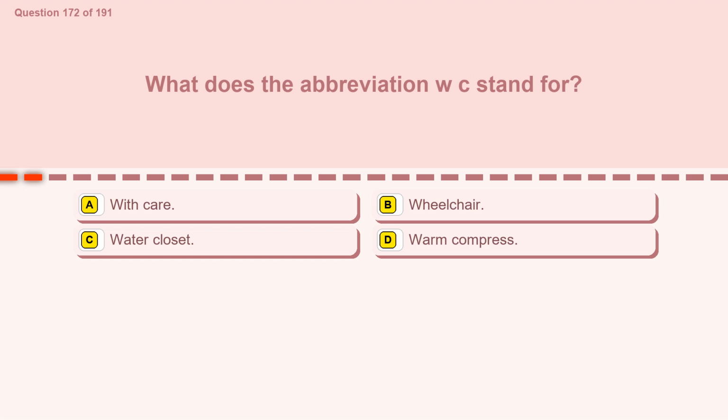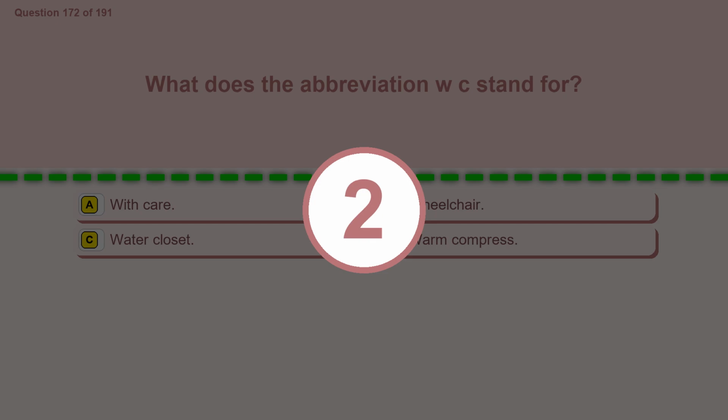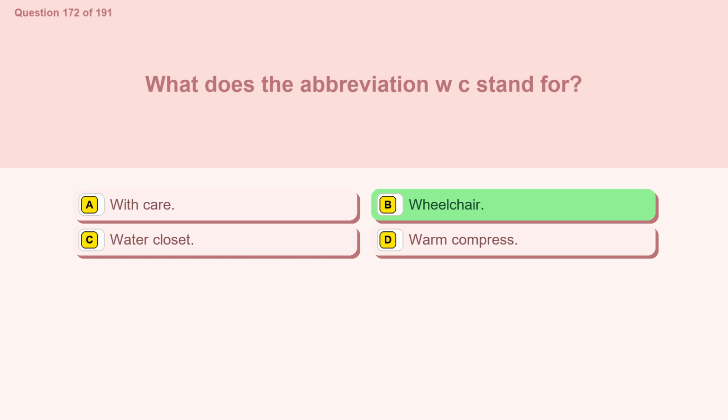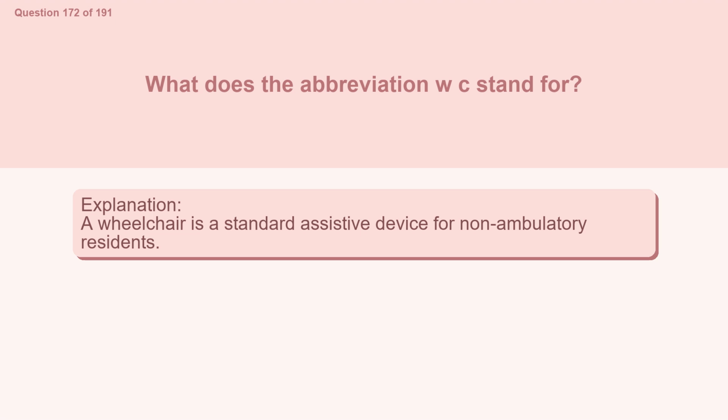Question 172. What does the abbreviation WC stand for? Option A, with care. Option B, wheelchair. Option C, water closet. Option D, warm compress. The correct answer is option B, wheelchair. A wheelchair is a standard assistive device for non-ambulatory residents.